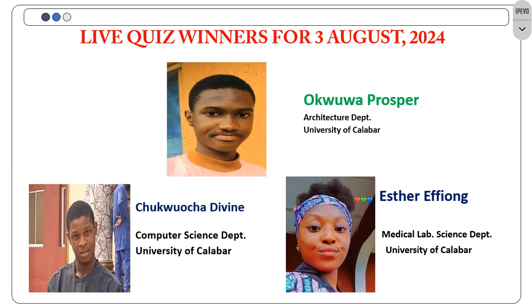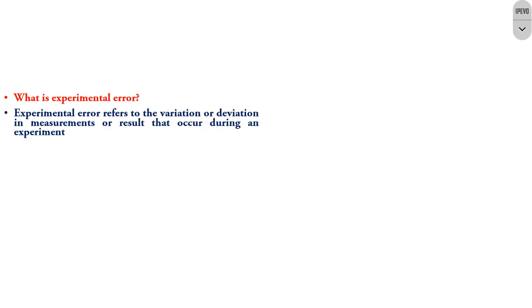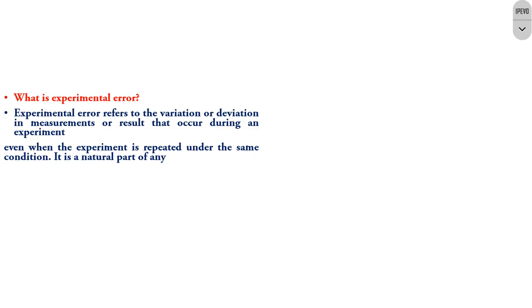Let's get started. The first question here says, what is experimental error? Experimental error simply refers to the variation or deviation in measurement or result that may result during an experiment, even when the experiment is repeated under the same condition.